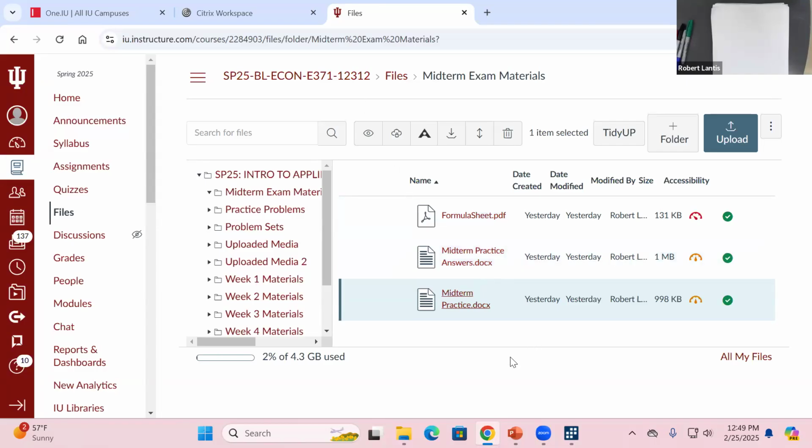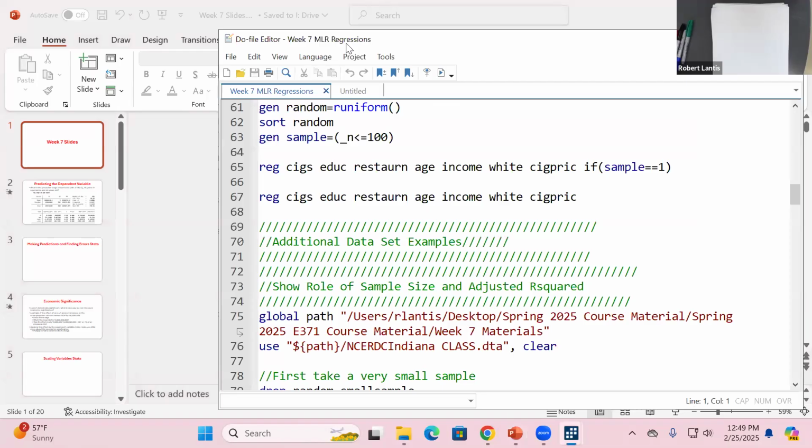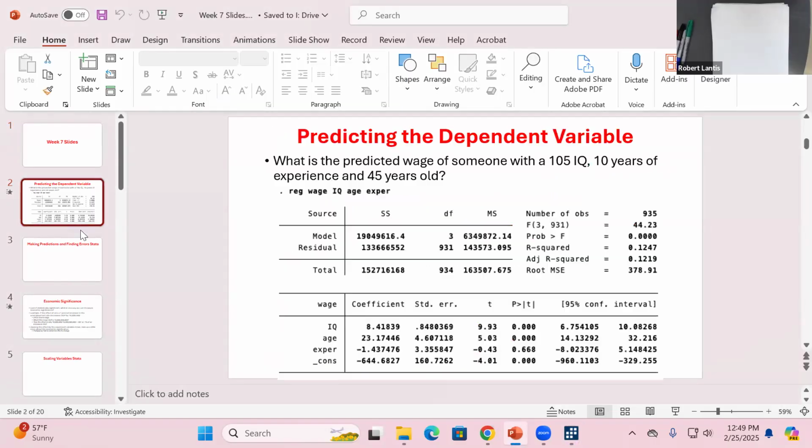Any questions for me? I think that should cover it before we jump in. The last little bit of new material that we have today, we'll revisit some things we've already talked about, and then we'll also look at one new thing, okay? So I've got these week 7 slides, and then also that week 7 multiple linear regressions do file. So we're using both of these, okay? I might be asking you a lot more questions, a little bit less of me telling.